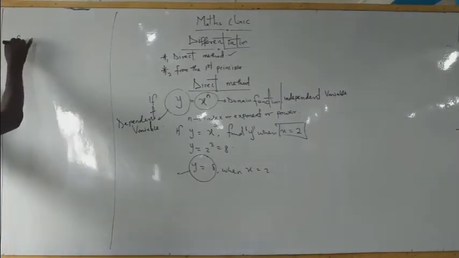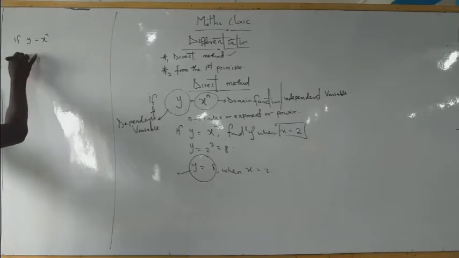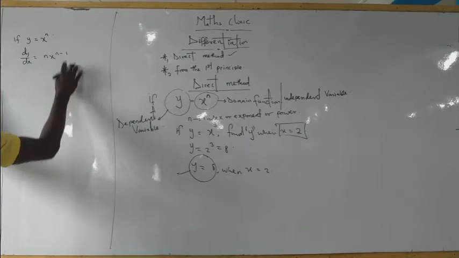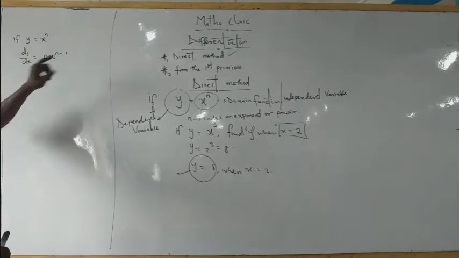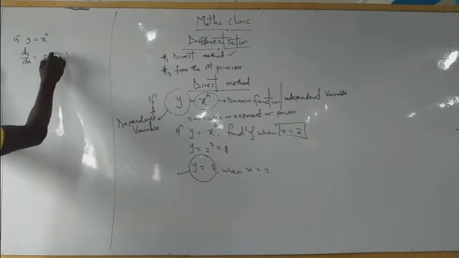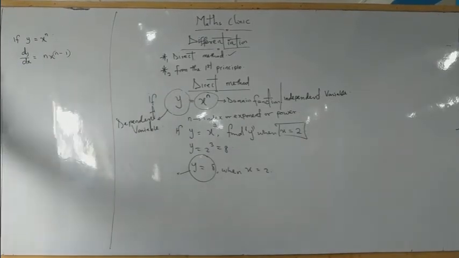Let's move on. If y equals x raised to power n, then dy over dx equals n x raised to power n minus 1. N minus 1 is the power. Minus 1 is a constant.